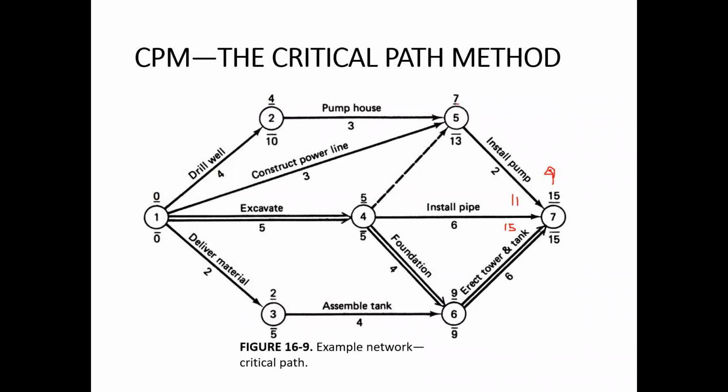And then 10 plus 3, it will be 13. And then 13 plus 2, it will be 15. So it means the last event time over here will not change in this case. Okay, so that is the total float in this path. Similarly, the total float for construct power line was calculated as follows.